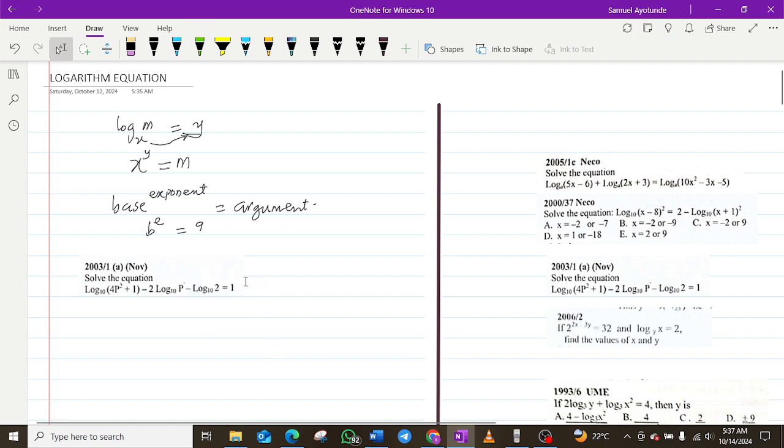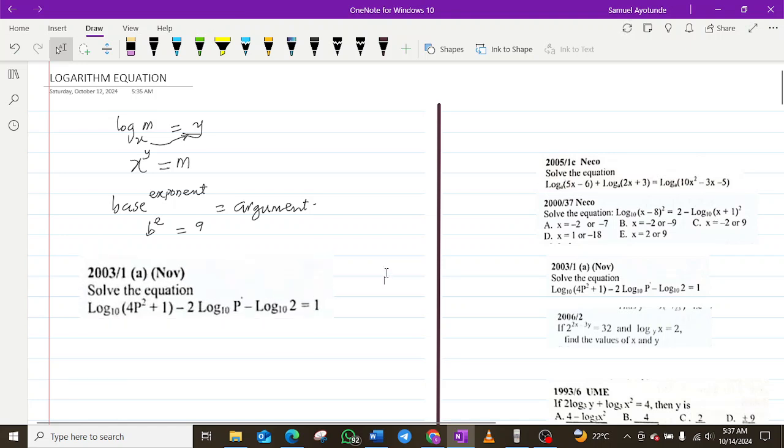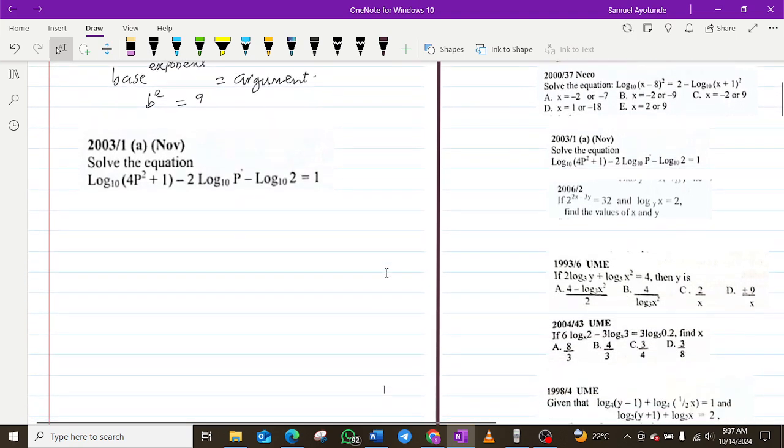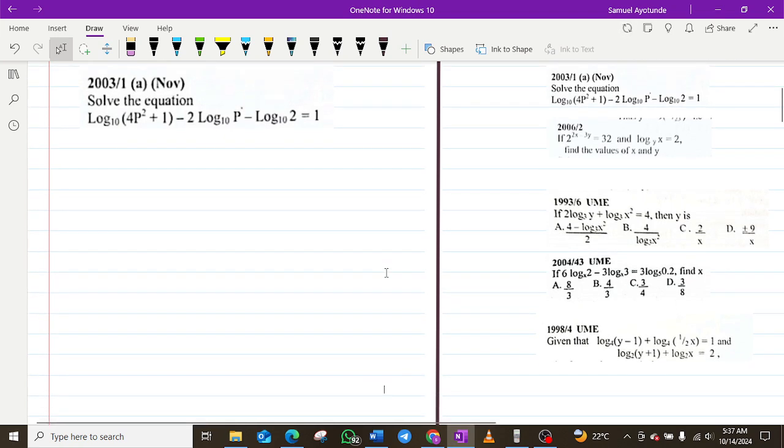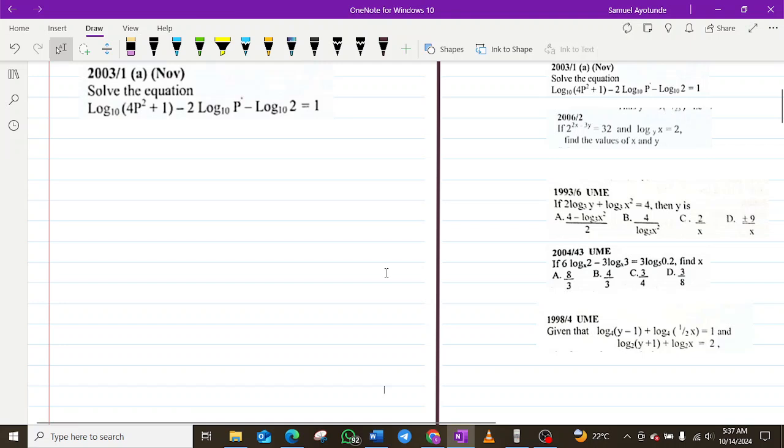Solve the equation log base 10 of (4p squared plus 1) minus 2 log p base 10 minus log 2 base 10 equals 1. So to the left hand side, we apply the first law and the second law of indices, or firstly, we have a coefficient here that could turn to power. So we change the coefficient to power. So let's start with that.